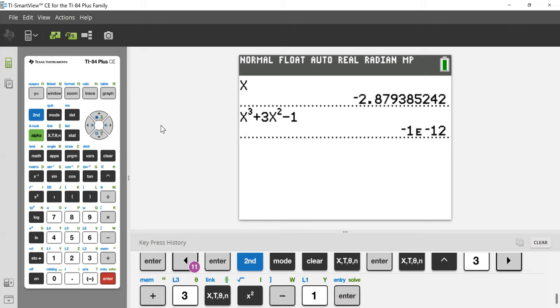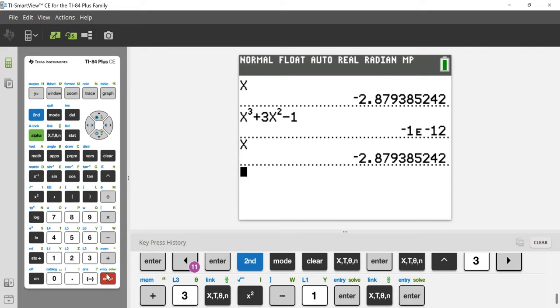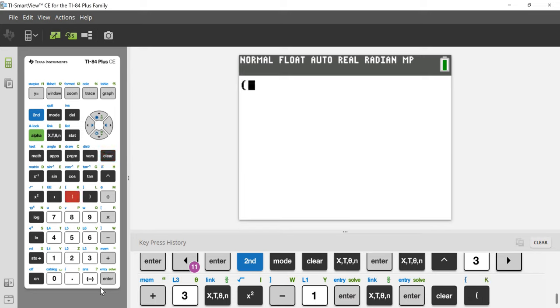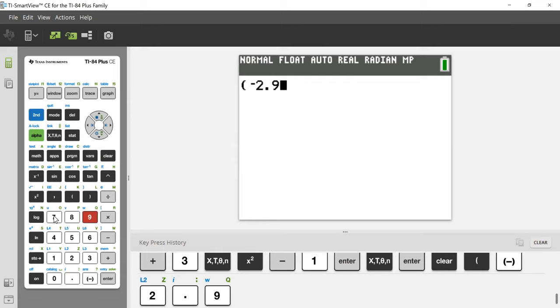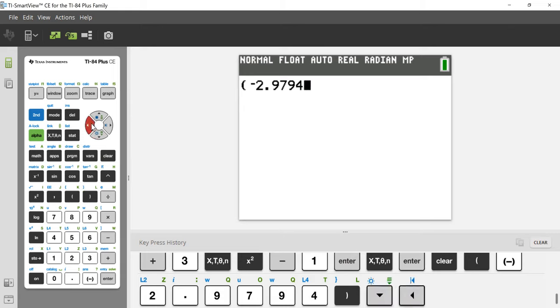If you're not comfortable using your calculator, like if you forget this feature that x is being stored in your calculator, you could also type this in manually. If you do this, you're definitely going to get some rounding error, but that's if we round x to four decimal places.